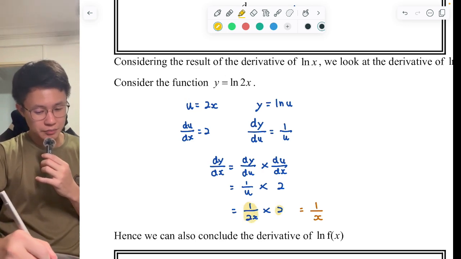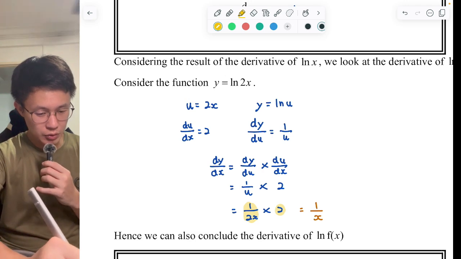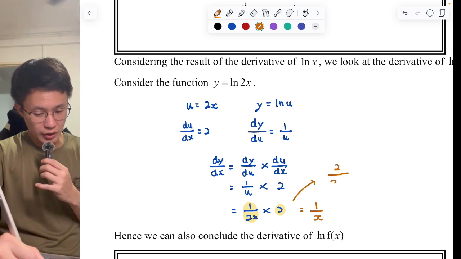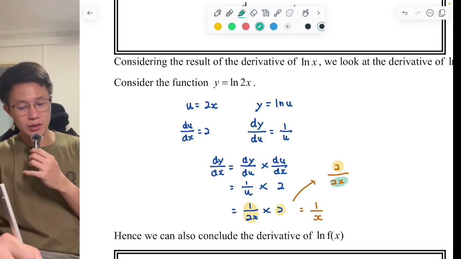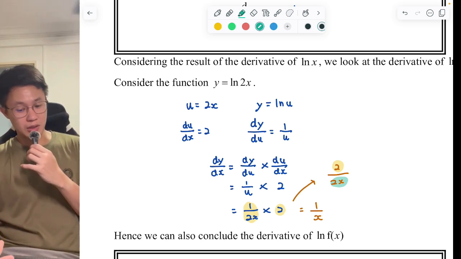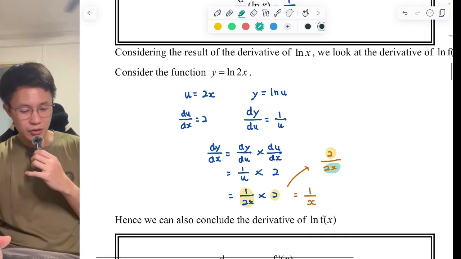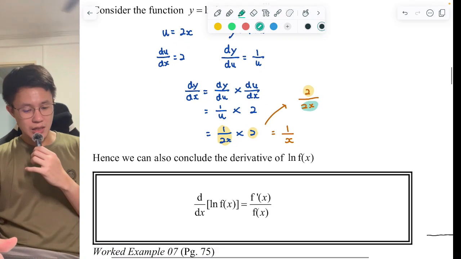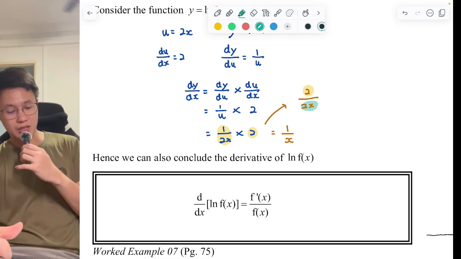What we see here is very interesting. If I put them in a fraction, it will be 2 over 2x, right? If we look at the numerator and denominator, the numerator is the differentiation of the denominator. If you differentiate 2x, you get 2. And from here, we can conclude that the derivative of ln of any function is simply the differentiation of the function divided by the original function itself.